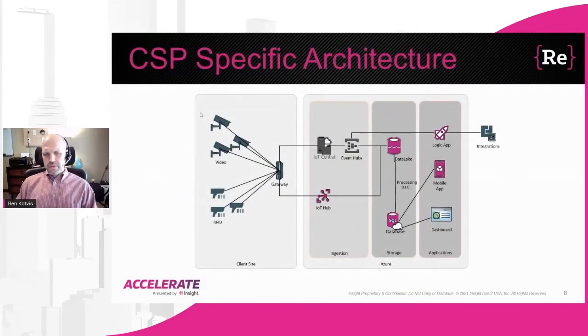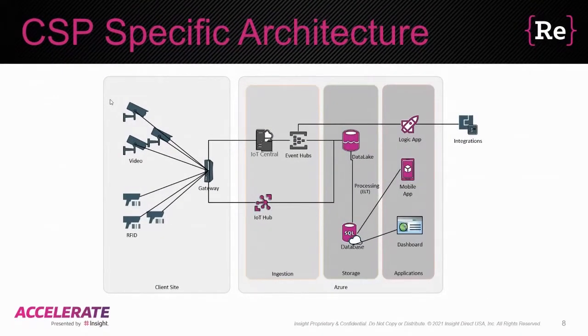So this illustration is a cloud solution provider specific architecture that I would typically put in place for an intelligent edge solution. On the left, we have some cameras and some RFID readers, and those are connected to an edge gateway, and that gateway is responsible for doing some work and then forwarding some of the information off to the cloud. On the left in this client site, you can see pretty much everything is running independent of the cloud until you start getting into these lines that are connected to either IoT Central or IoT Hub in this particular example.